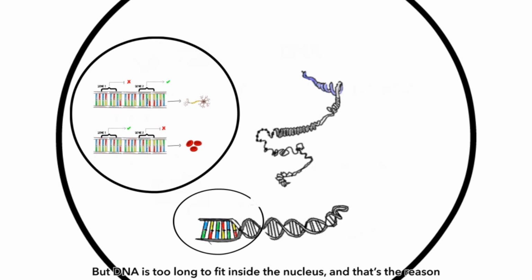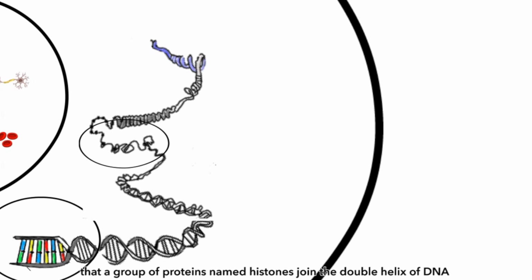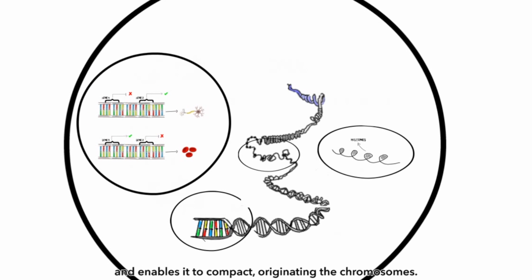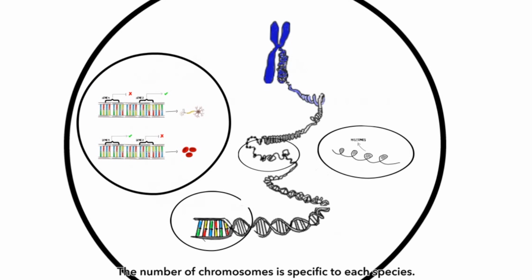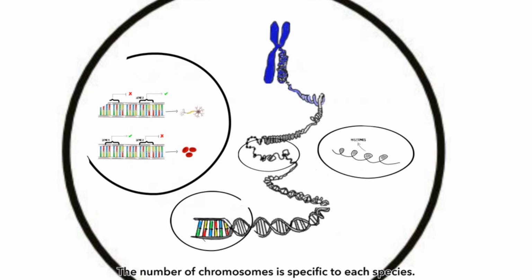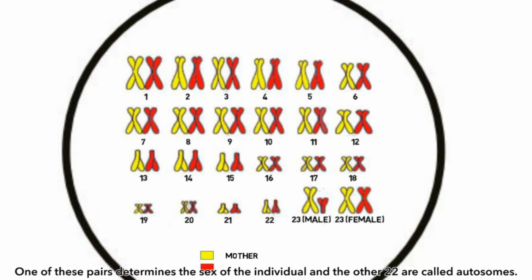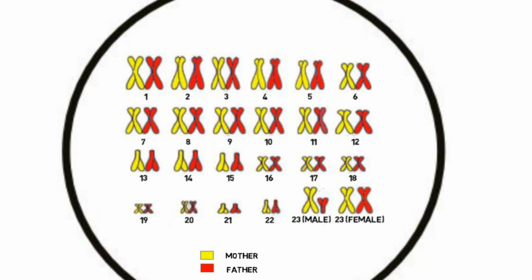But DNA is too long to fit inside the nucleus, and that's the reason that a group of proteins, named histones, join the double helix of DNA and enable it to compact, originating the chromosomes. The number of chromosomes is specific to each species. Therefore, in human cells we will find 46 chromosomes distributed in 23 pairs. One of these pairs determines the sex of the individual, and the other 22 are called autosomes.